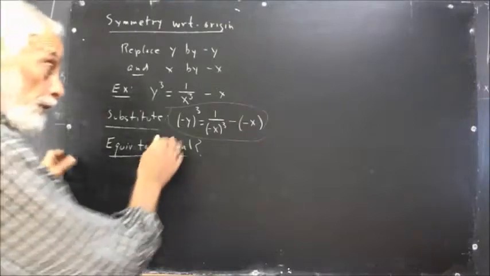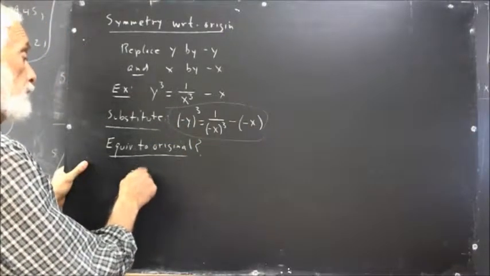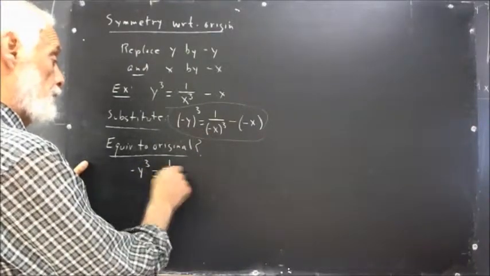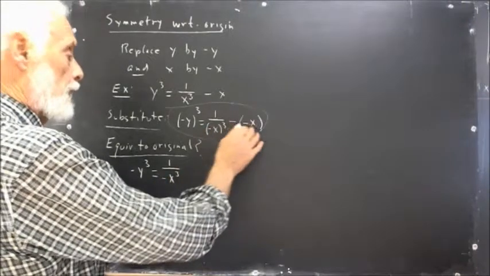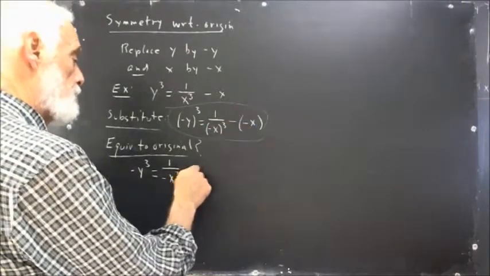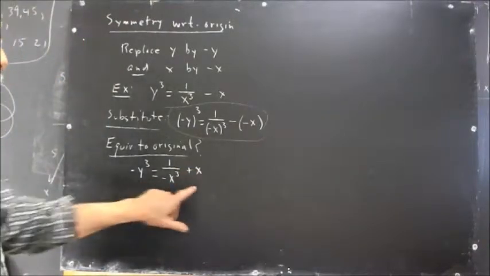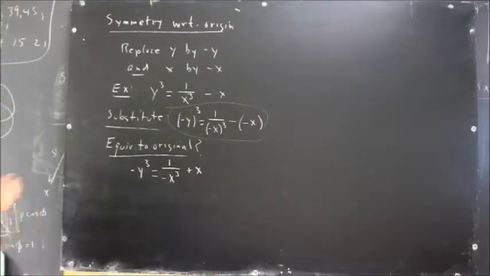Well, you should have done that, but let's see now. If we cube negative y, we get negative y cubed. If we cube negative x, we get negative x cubed. If we subtract negative x, we get plus x. Now, is this equivalent to this? Might not look it, but let's see.